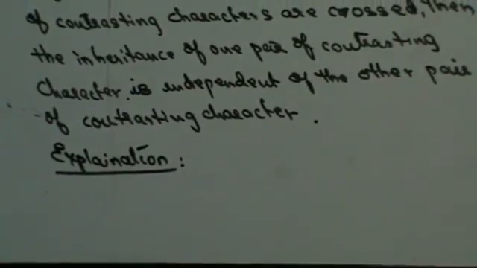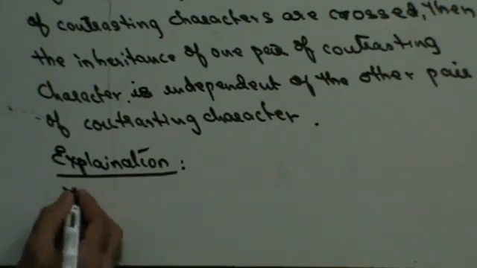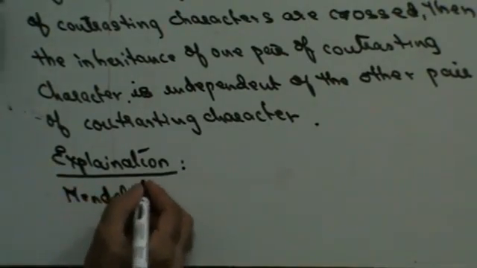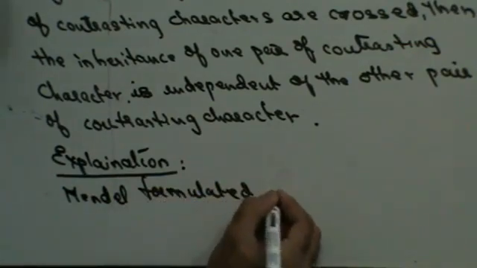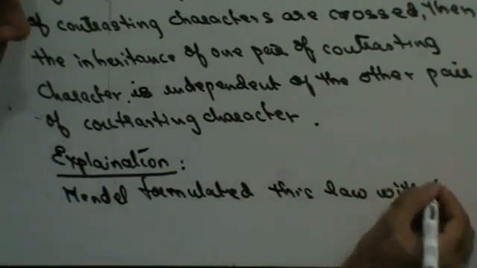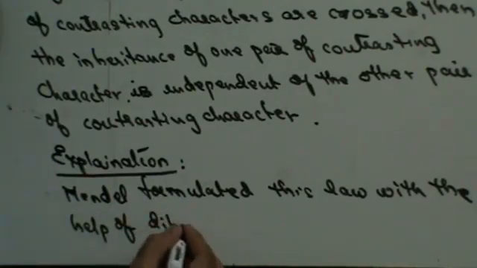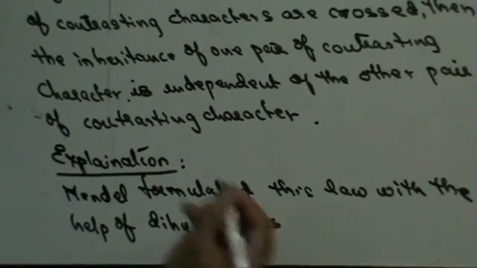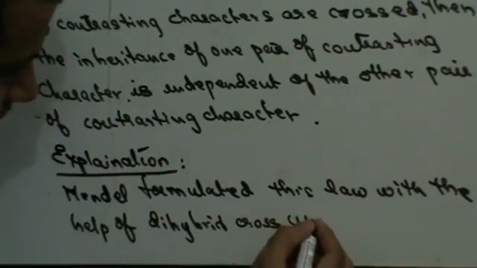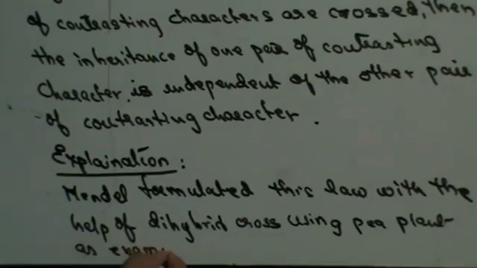Now, Mendel formulated this law with the help of the dihybrid cross using a pea plant as example. How did he come up with this law? He formulated this law with the help of a dihybrid cross using pea plant as example. Right? Now let's try to prove this law of independent assortment.